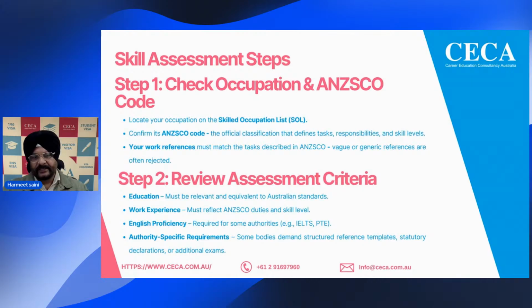English language proficiency is required by some authorities. You can go for IELTS, PTE, or other tests which are also available now and accepted by the assessing authorities and the Department of Home Affairs. And there are some other authority-specific requirements, like I recently discussed: some demand a structure, a reference template, a statutory declaration, or sometimes you need to pass additional exams.